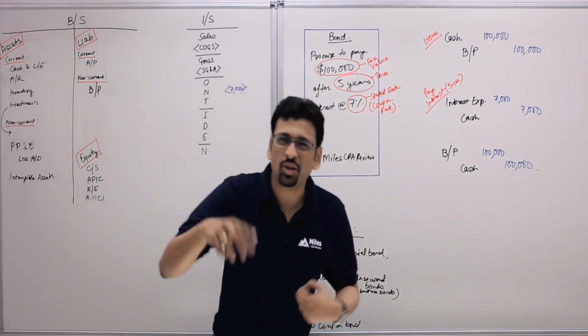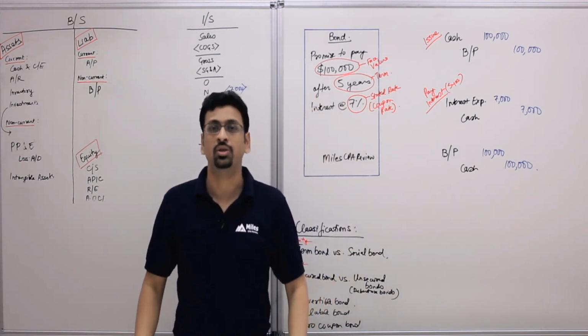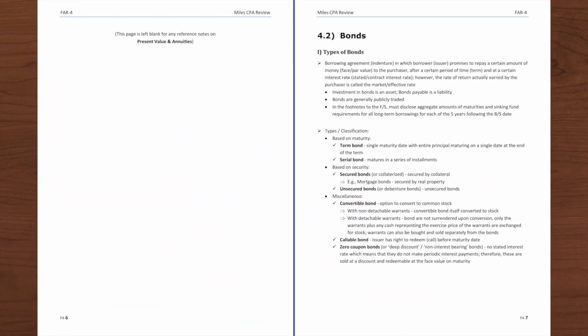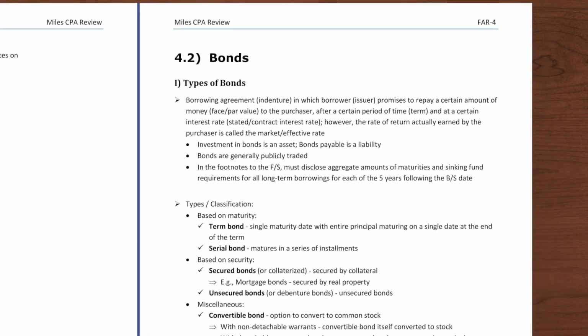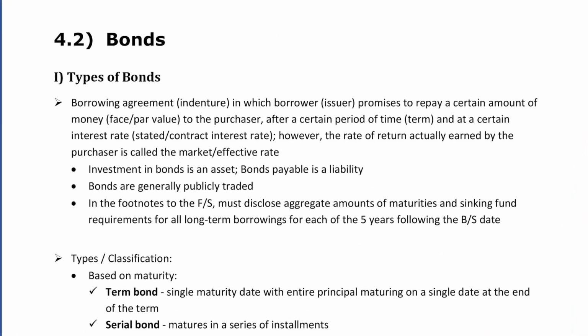So guys, let's get to the book, look at all this content, and we'll come back with a lot more on bonds. On page 7, we're looking at types of bonds. A bond is a borrowing agreement in which the borrower or issuer promises to pay a certain sum of money, the face or par value, to the purchaser after a certain period of time, that's the term, and at a certain interest rate, that's the stated or contract interest rate.